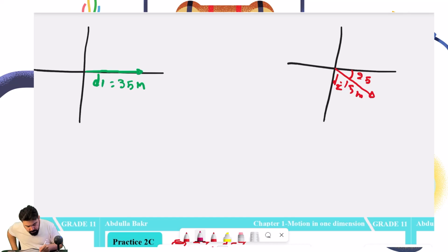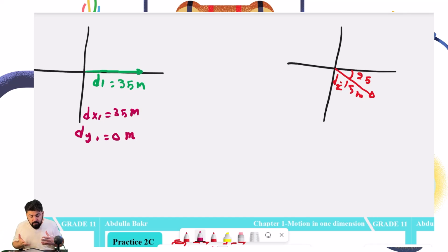So dx1 is equal to 35 meters because it's already on the x-axis. But dy1 is equal to 0 meters. Careful. Why? Because it's only moving on a straight line, only on the x-axis. It's not going to the y, and it doesn't have any angle. It's just moving straight on the x-axis. So this is my dx and this is my dy.